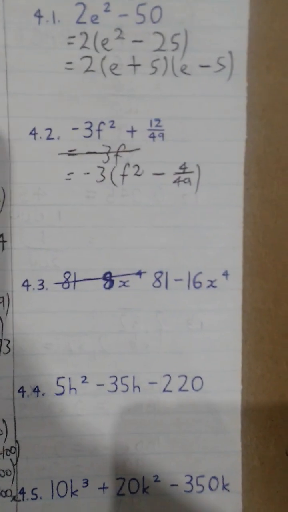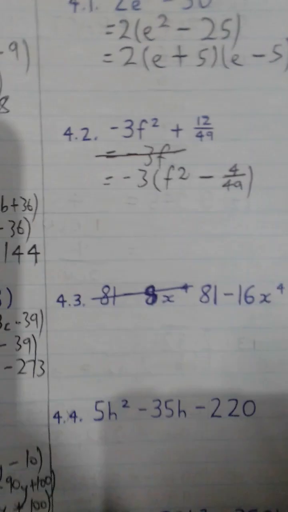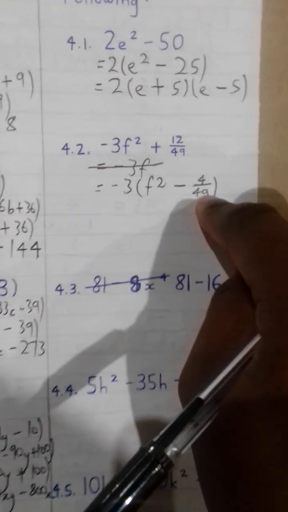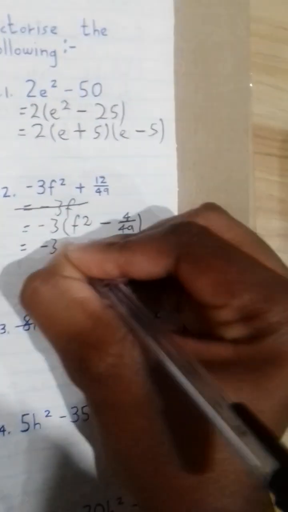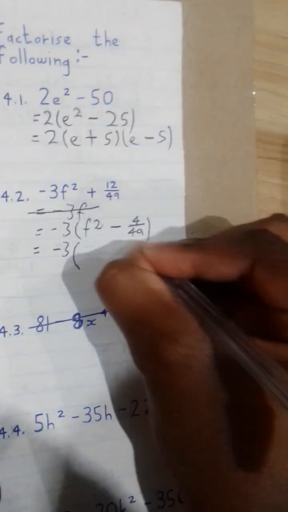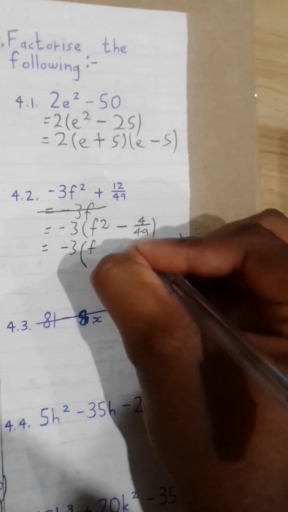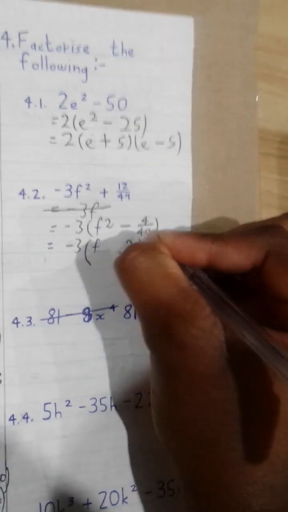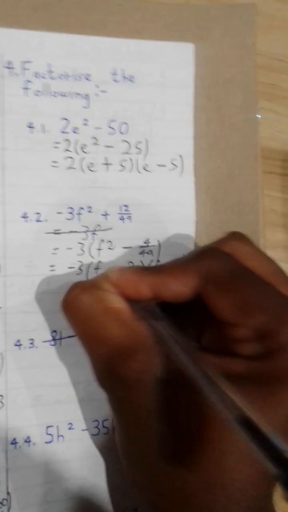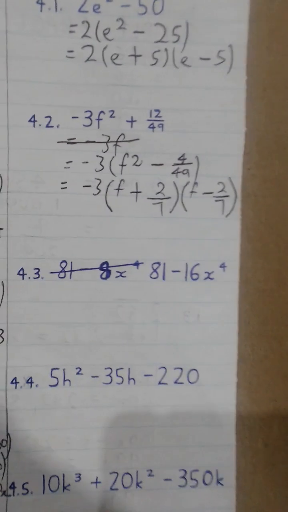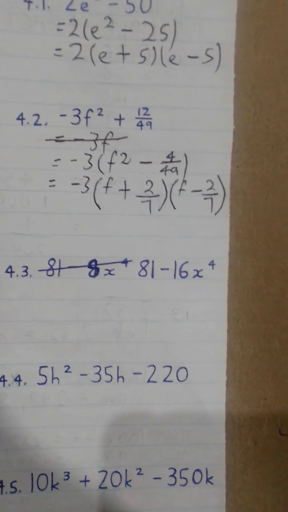Aha. Now this one is a bit difficult. Square root of 4 is 2. Square root of 49 is 7. So this is going to be negative 3. Square root of f squared is f. Square root of 4 is 2 over square root of 49, 7. 2 over 7. Here it's plus, here it's minus. I hope that is clear and I hope that makes sense.